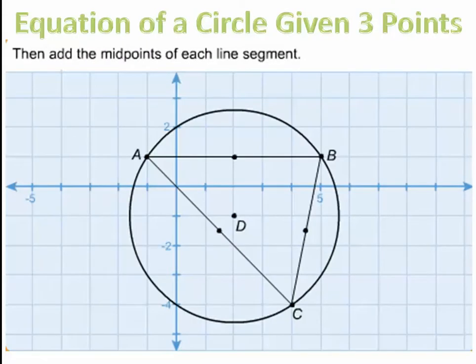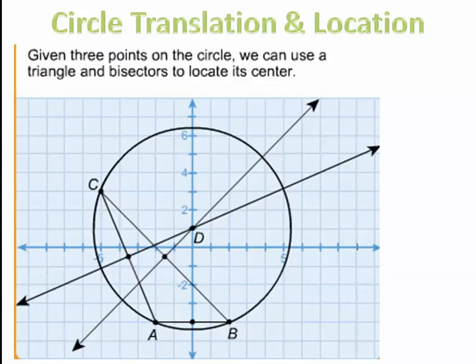Okay, that's how you're going to find out where your center is, because once you connect all of those, D is going to be your center. Okay, now let's go to this problem. It says, given 3 points on a circle, we can use the triangle perpendicular bisectors to locate its center. And you don't see a line for the bisector for AB because the y-axis is the bisector. So anyway, if you connect all those points, you see the center is D.